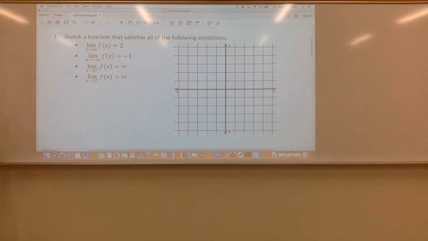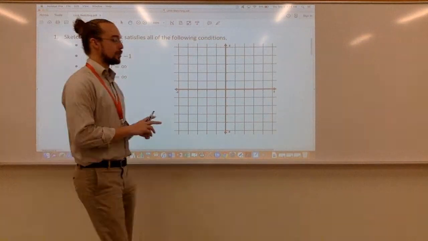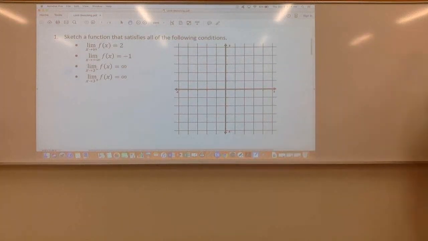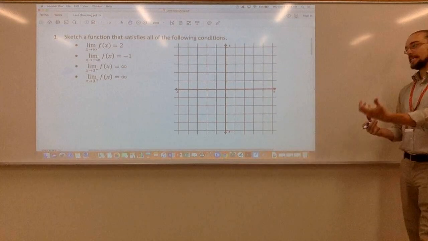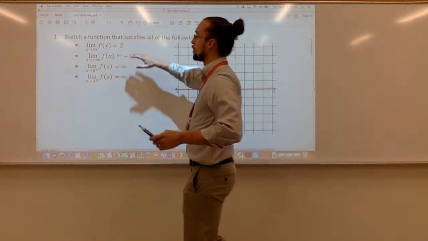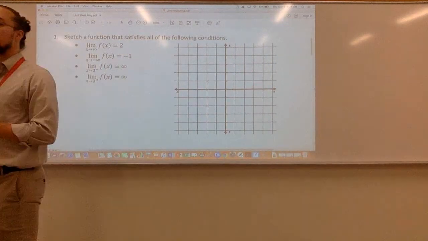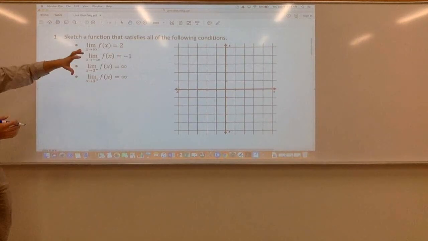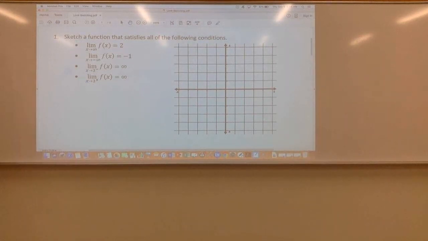Alright, today we are going to take a look at combining everything that we've talked about with limits so far into a sketching activity. We're going to be given some information about a certain function, and we have to sketch something that satisfies all of these conditions. First we need to be able to read and understand what each of these things are saying.